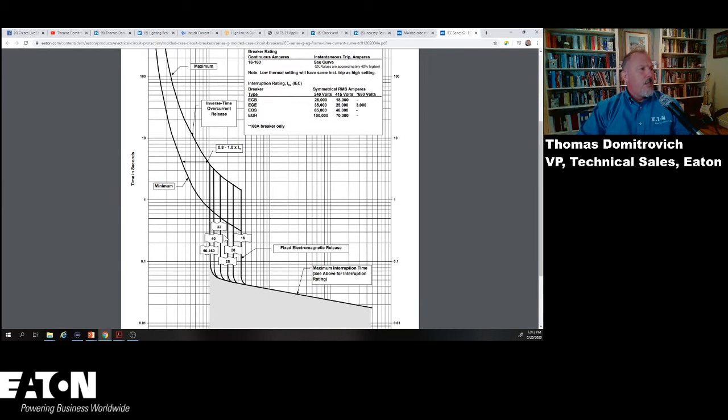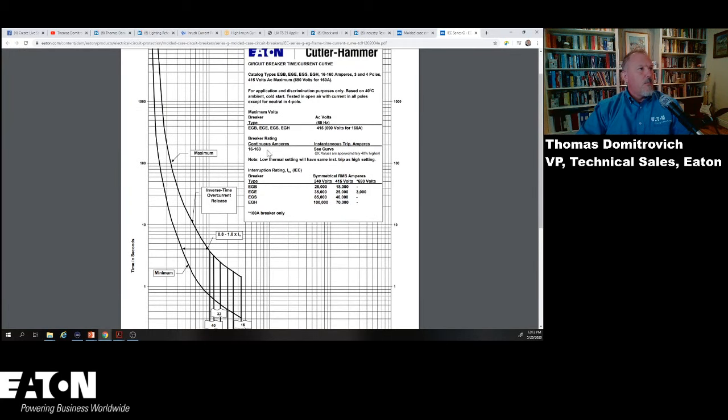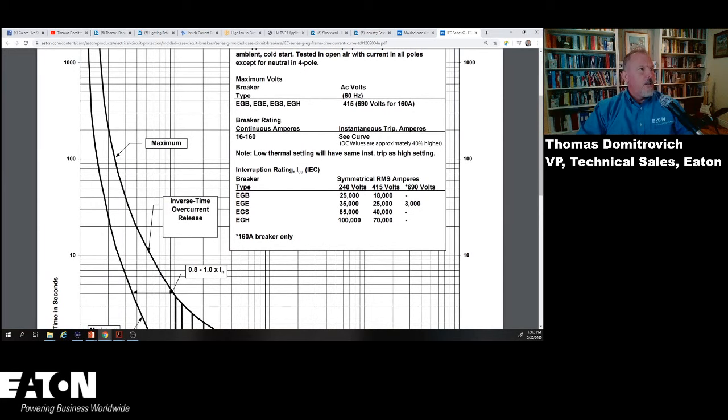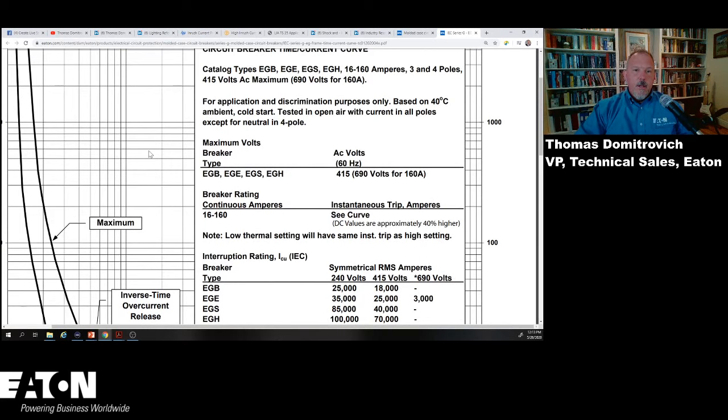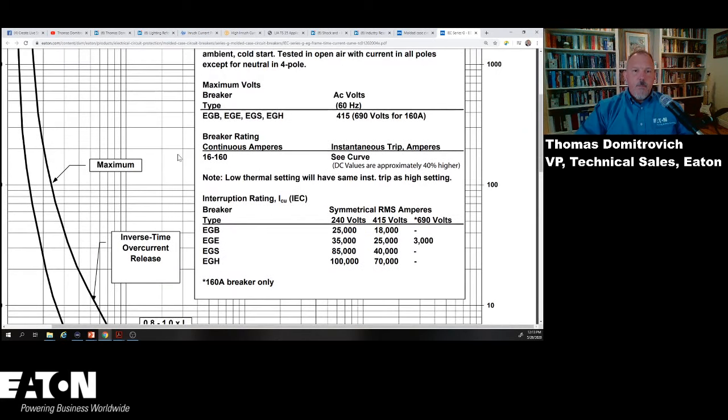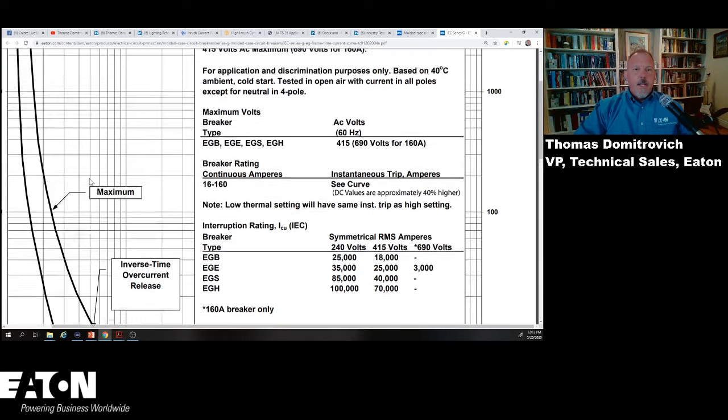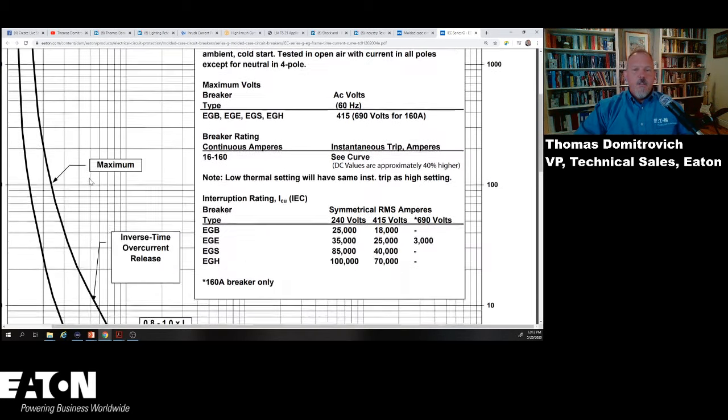But you'll notice that the instantaneous pickup for these devices can be either adjusted or maybe different. So the circuit breaker continuous rating, this is for 16 to 160 amps for this specific trip curve. Let me just make this a little bit larger. There we go. So I'm reading in this area right up here. I have from 16 to 160 amps. This is the AC voltage at 60 hertz that I can apply this at. It gives me all of the information regarding that.